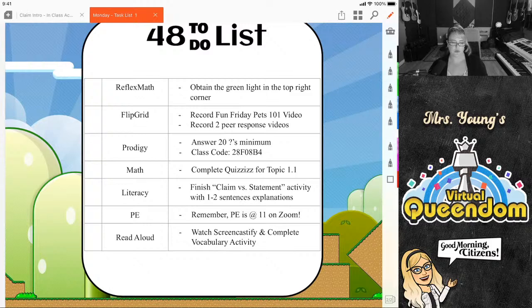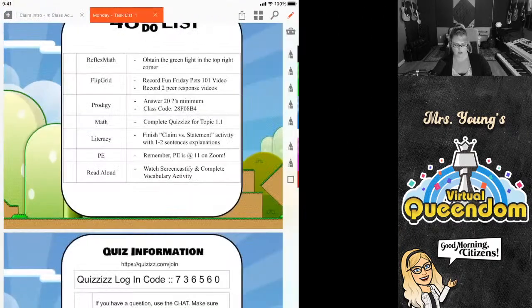All right, beautiful. So let's go ahead and get started. No need to print today. Today's just kind of like a kickoff activity. So it's just a fun activity day. All right, here we go.